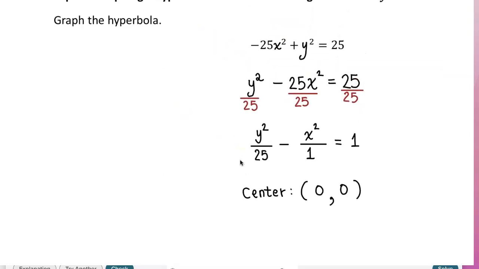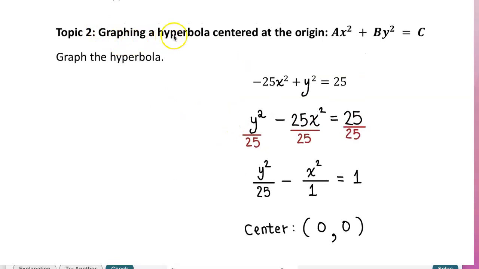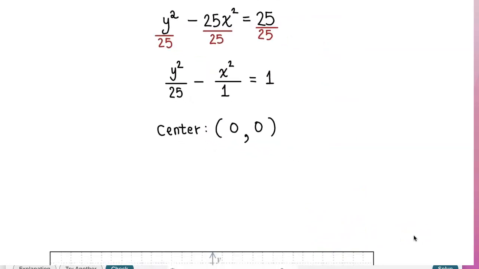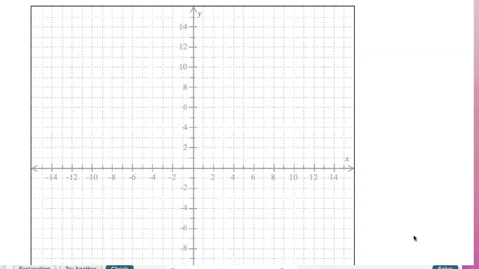So let me zoom out and take a look. Yeah, we're trying to graph a hyperbola centered at the origin. So we have a center at 0, 0. Now remember what to do after. First, you plot that center. We'll plot that center at 0, 0.